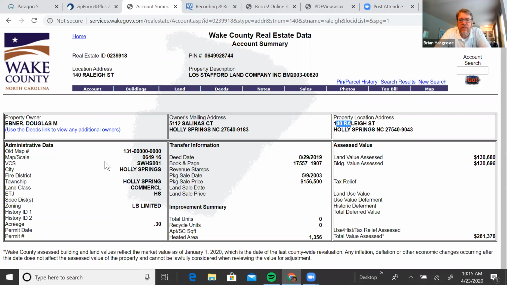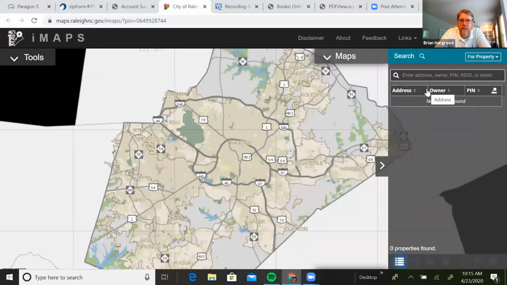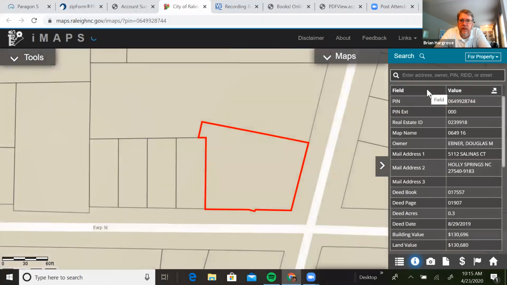So what I highly recommend is when you go in, if what you're trying to put on the contract is not matching up with what you're seeing on the MLS, definitely go to, what I typically do first is go to the map. And then here's the property, right? But because again, it's saying 0.3, and this is Doug Ebner, right? But he's selling a little bit more than 0.3.